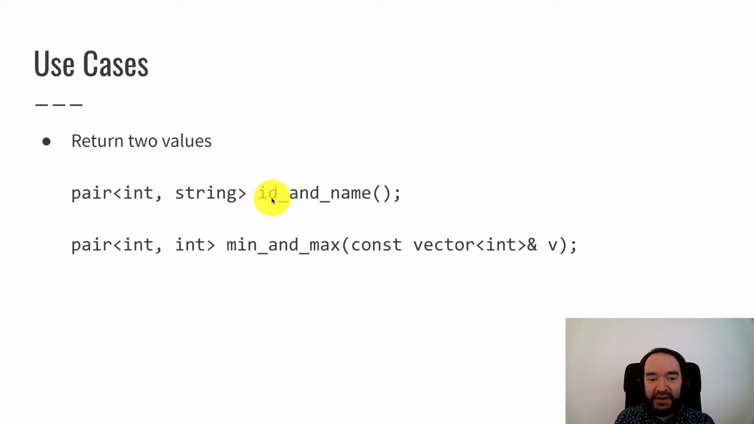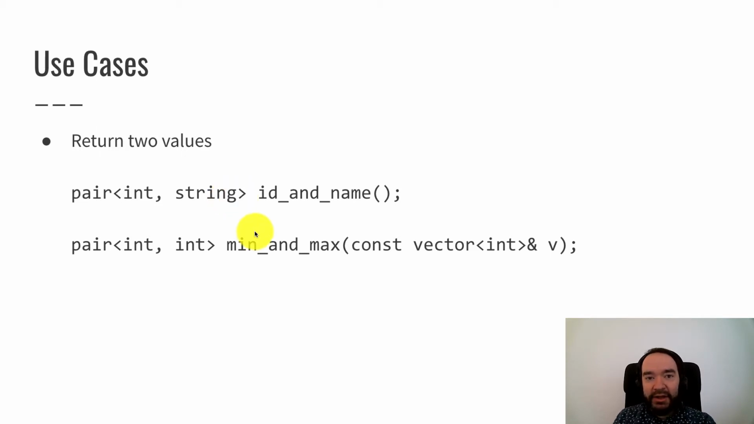So here's a hypothetical. Let's say we have a function called ID and name that comes up with an identifier number and a string name for a person. Those are two pieces of information. It's not convenient to return them as one. I suppose we could do pass by reference. That's one reason for pass by reference. But another way to do that is return a pair where the first element is the int ID and the second element of the pair is a string.